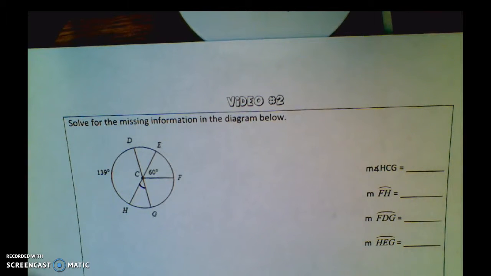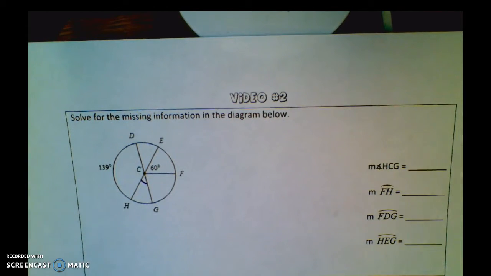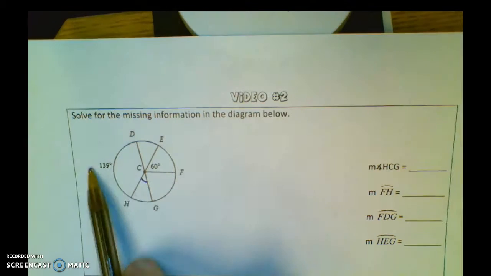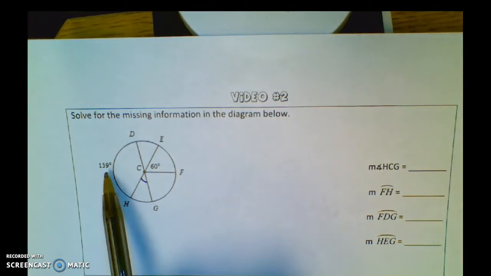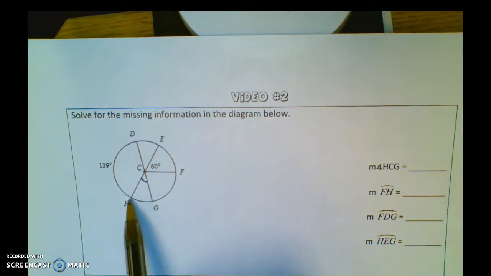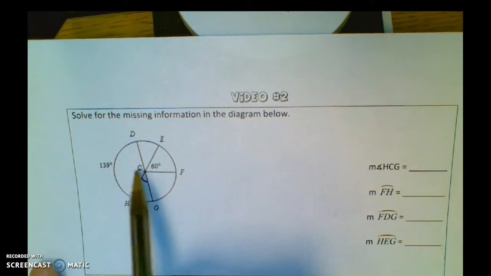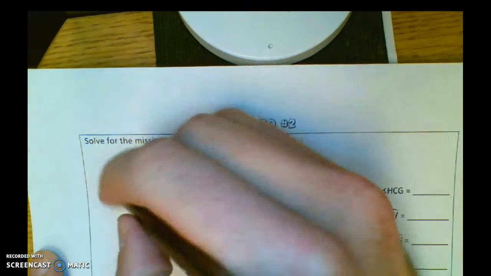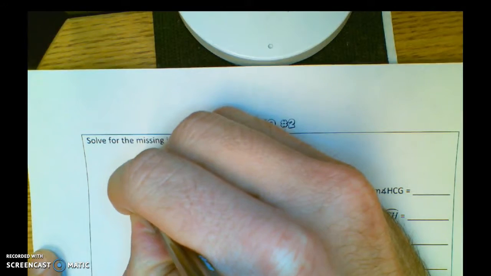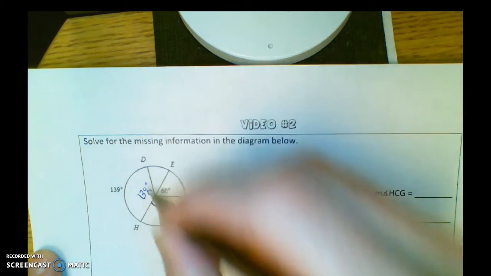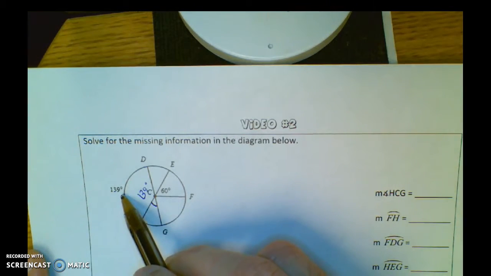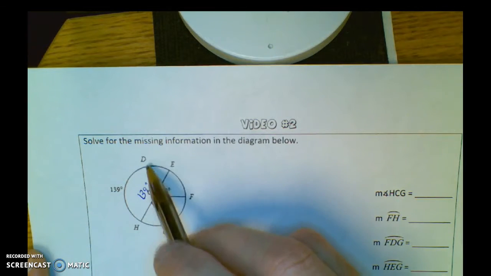So there's a couple ways that I see that we can do this, and the easiest way is using this information right here with this arc. If this arc is 139 degrees, that means that the central angle that it matches with is also 139 degrees. So I'm going to write 139 degrees in here. Because remember, the central angles are the same measures as the arc that their rays form.